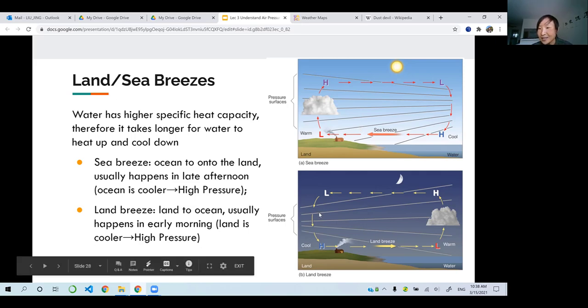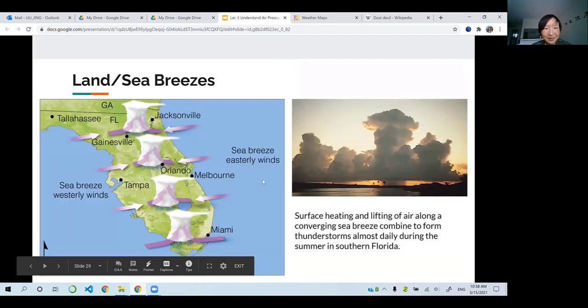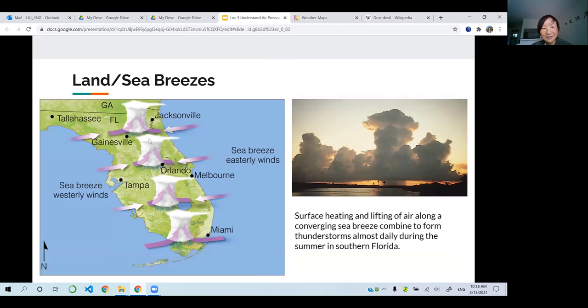But during the night, it's opposite because the land loses the heat very fast. In LA, during the night, the downtown, the concrete, they can lose the heat very fast. So air blows to the ocean. We call that land breezes, okay? Here, the land sea breezes produce this tower cloud in Florida. This is amazing. They have the sea breezes from two directions, so they push the air up.